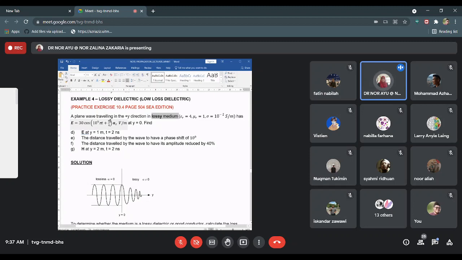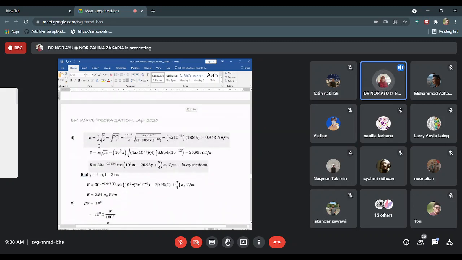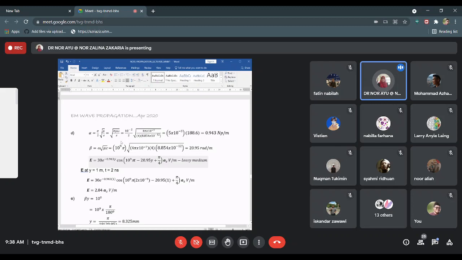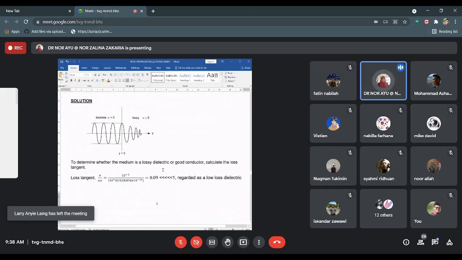So this is the intrinsic impedance value. That's why you have to find beta. So once you have this value, substitute into the general equation and you will have the general equation for your question. So you have 30 e to the minus 0.943y. This is your value of alpha from before. And then cos. It can be sin or it can be cos. If it is given to you in cos, then you have to write cos.